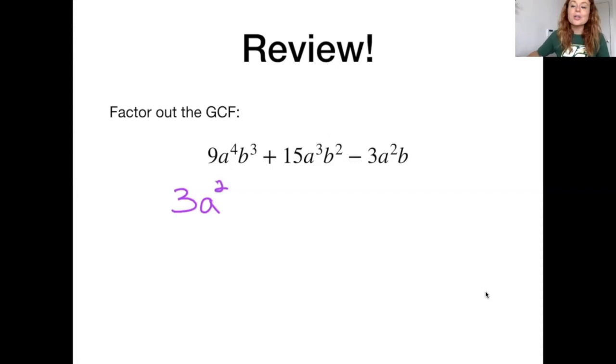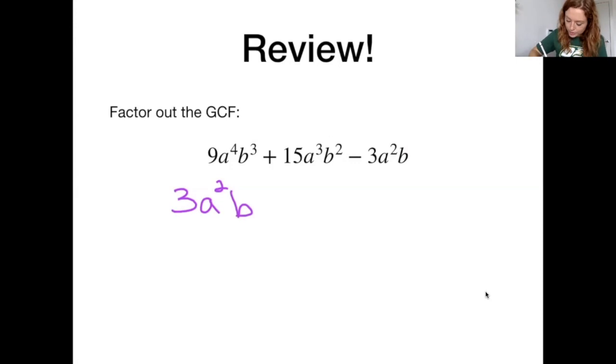And then all 3 terms also have a B, so we can take out the smallest number of B's that we have. And so there's 3 here, 2 here, and then there's that invisible one. So we talked about how mathematicians don't like ones, and so they don't put ones. So when there's just a variable by itself, it's raised to the 1 power. So we can take out one of our b's. So our greatest common factor of this polynomial is 3a squared b.